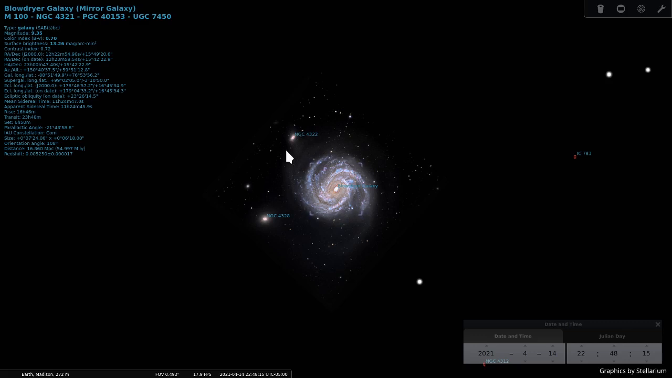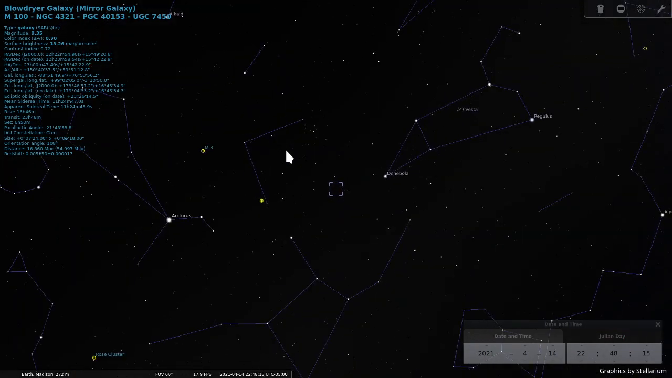So zoom in there, turn on the deep sky objects, and enjoy a few of those galaxies.